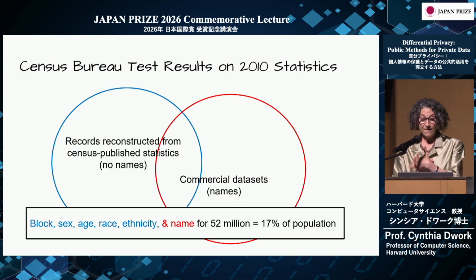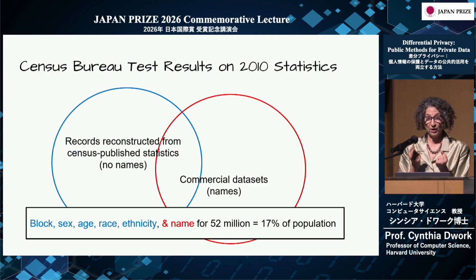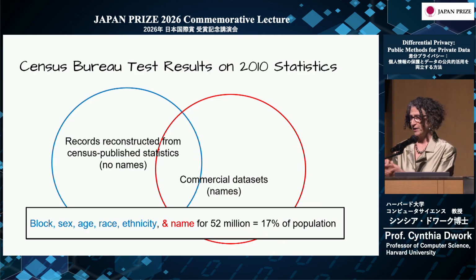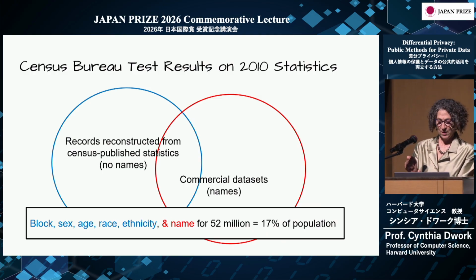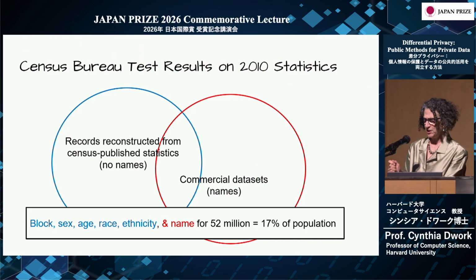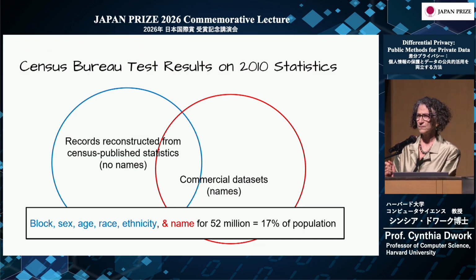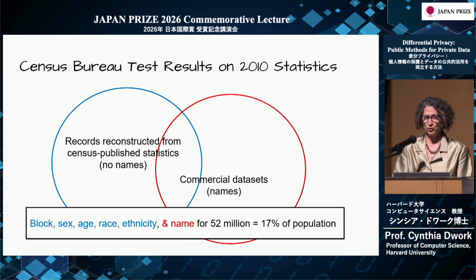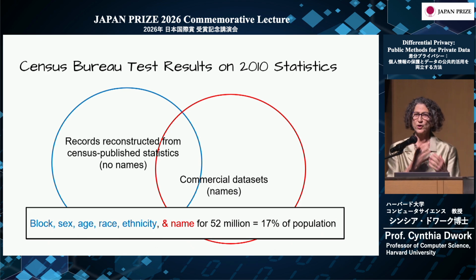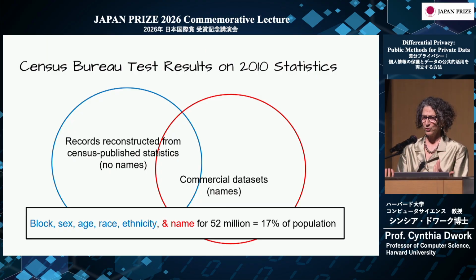And what they found boiled down to correctly re-identifying the records of 52 million people, or 17% of the population. And the privacy violations there were considered to be the ethnicity and the race. And one of the things that the Census Bureau pointed out is when you learn, for example, that a child has a different race than both of its parents, you can deduce that the child was probably adopted. And that's a major privacy compromise.